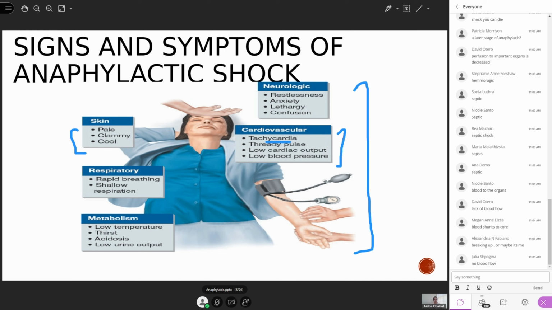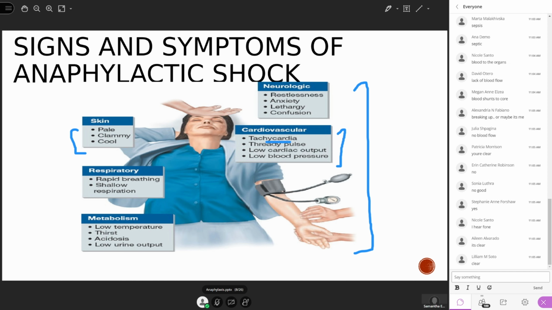Is my voice clear? One of the students put that my voice is breaking up. Is everybody else able to hear? Yes, okay. All right.